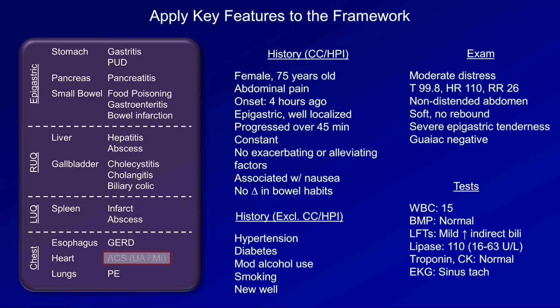For acute coronary syndrome, the patient does have numerous risk factors, and the combination of epigastric pain and nausea is not an uncommon way for ACS to present, particularly in either a woman or a diabetic. The major thing which does not fit is the severe epigastric tenderness. Since the epigastric pain is referred from the chest, the abdomen itself should not necessarily be particularly tender.